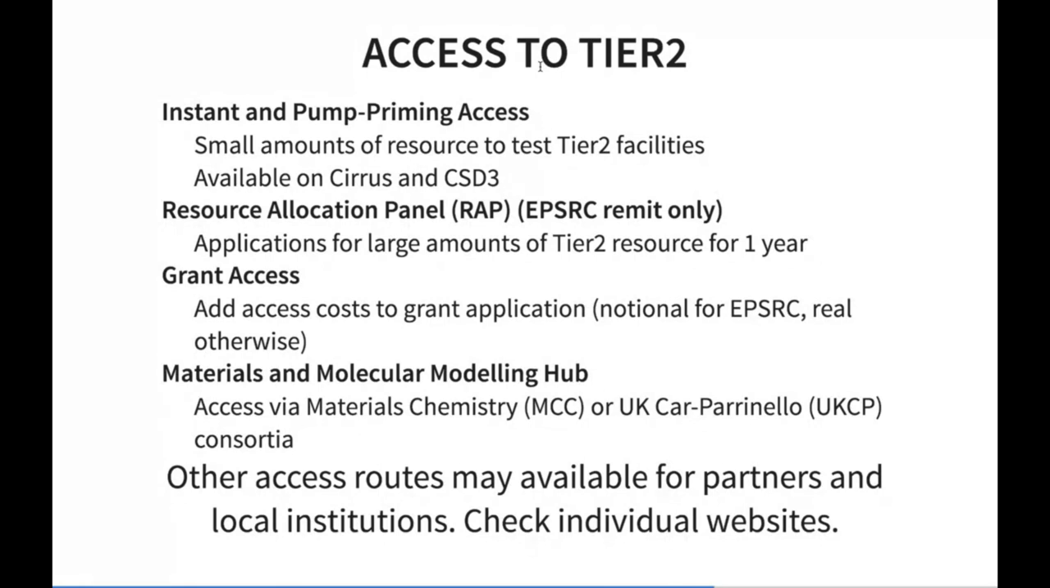So these are the sorts of national access routes. There are other access routes available for partners and local institutions. If you look on the individual websites for each of the systems, you'll see they should have information on the access routes. And you may find that there are other ways you can get access, maybe if you can't, for whatever reason, submit a RAP application or go via one of the other grant routes.